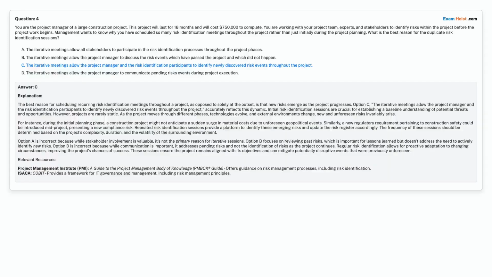Correct answer is option C. The iterative meetings allow the project manager and the risk identification participants to identify newly discovered risk events throughout a project.